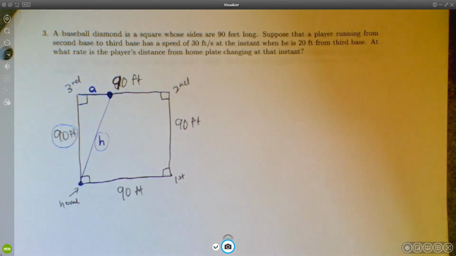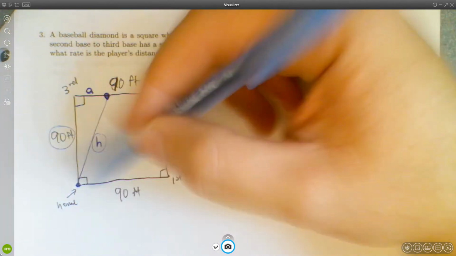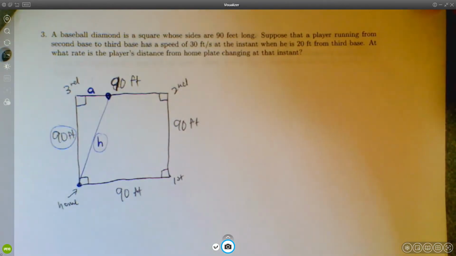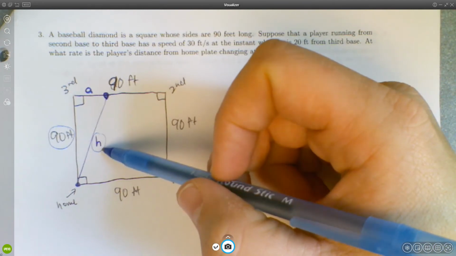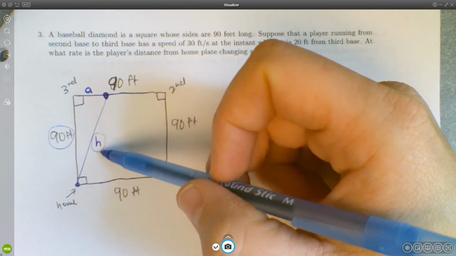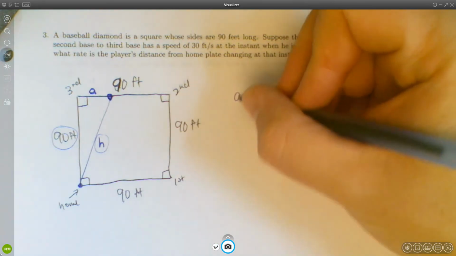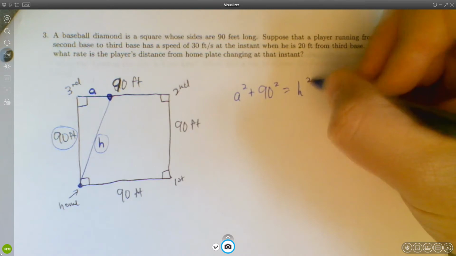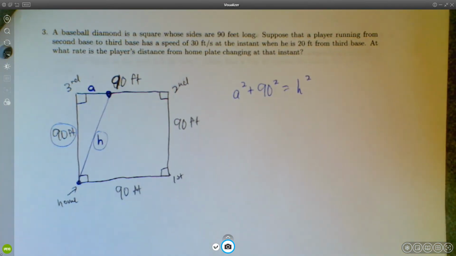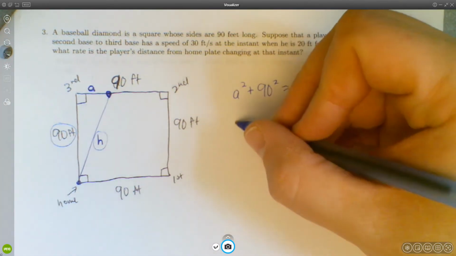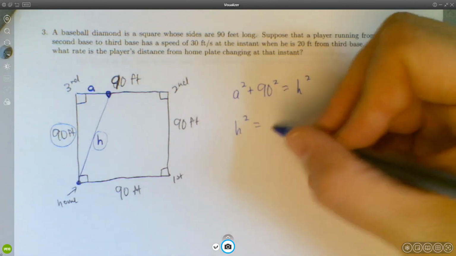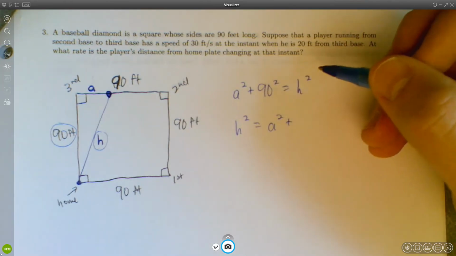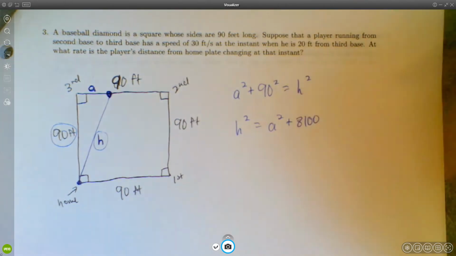Okay? So let's see. Can we write an expression now that relates these things together? Well, yeah, if we were trying to find h, we would just use the Pythagorean Theorem, right? We would say a squared plus 90 squared equals h squared. And that's all there is to that. I'm going to rearrange things a little bit and say this is h squared equals a squared plus 9 times 9 is 81, so 8100.